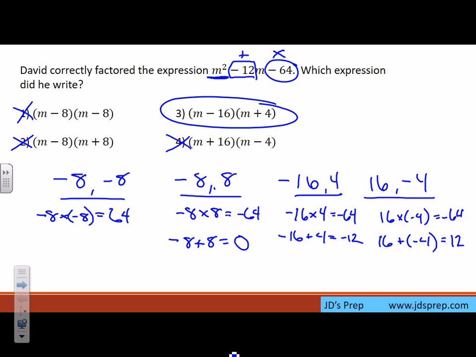So if you have a polynomial of this form, m squared minus 12m minus 64, or with any other two numbers in there, and you want to factor it, look for the two numbers that multiply together to your constant and add together to the coefficient on the variable in the middle. Make sure that you pay close attention to the signs because that's where a lot of mistakes can come in when trying to factor these types of polynomials.